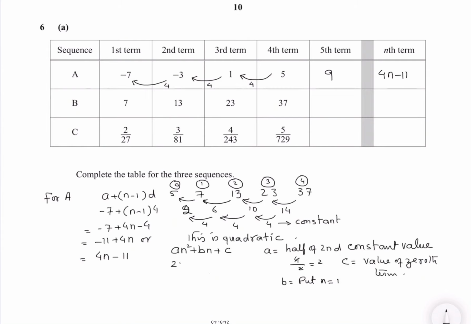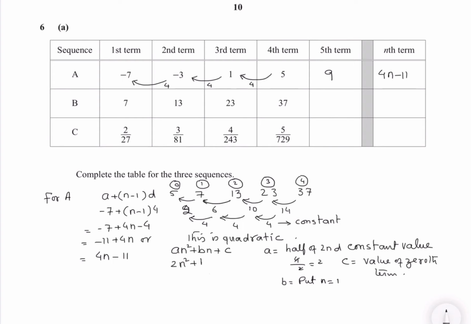So you write an square plus bn plus c. Okay, a is half of the second constant value. Second constant value means your second difference. So you half it, you got 4. So half of 4 is 2. So you put 2 in A.